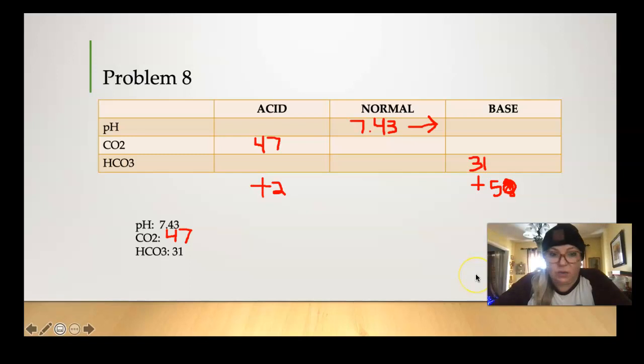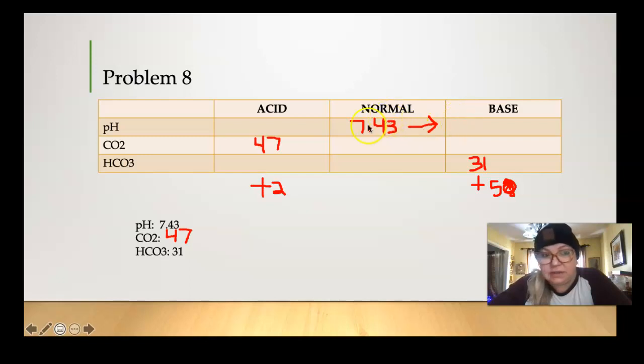I'm getting all excited with my trackpad here. All right, so we have a change of 2 on here. We have a change of 5. This is the one that's most out of range, and our pH is leaning alkalotic.